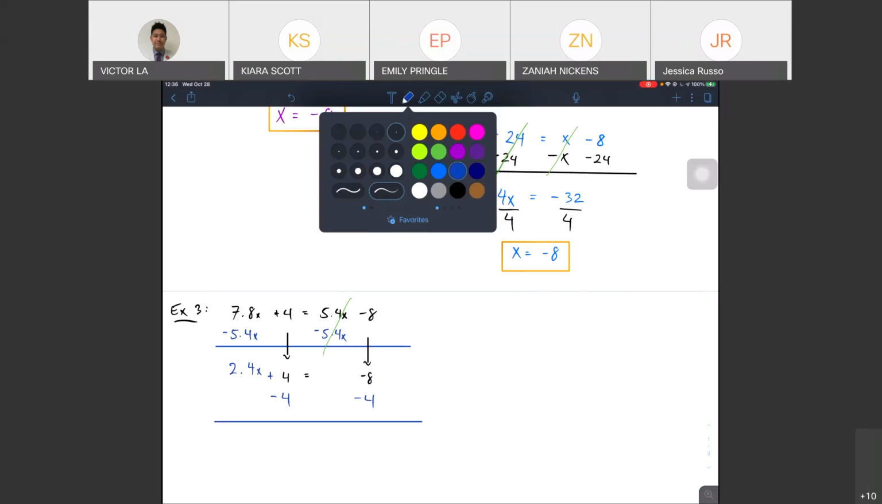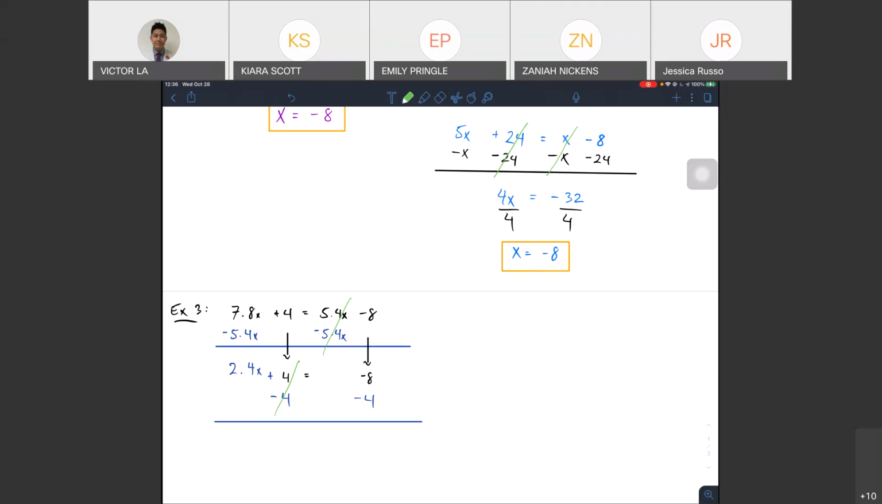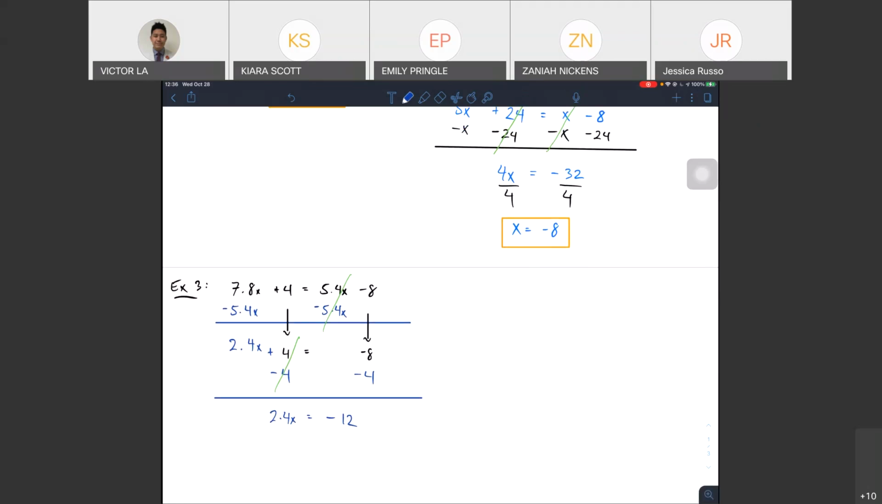See right here that the 4's cancel, you're left with 2.4 equals negative 8, 9, 10, 11, 12. Right, and then you can do this with a calculator. Actually, you can do this in your head too, but do it with a calculator. So divide by 2.4, divide by 2.4. So this shows us that x is equal to negative 12 divided by 2.4. This is going to be negative 5, right?